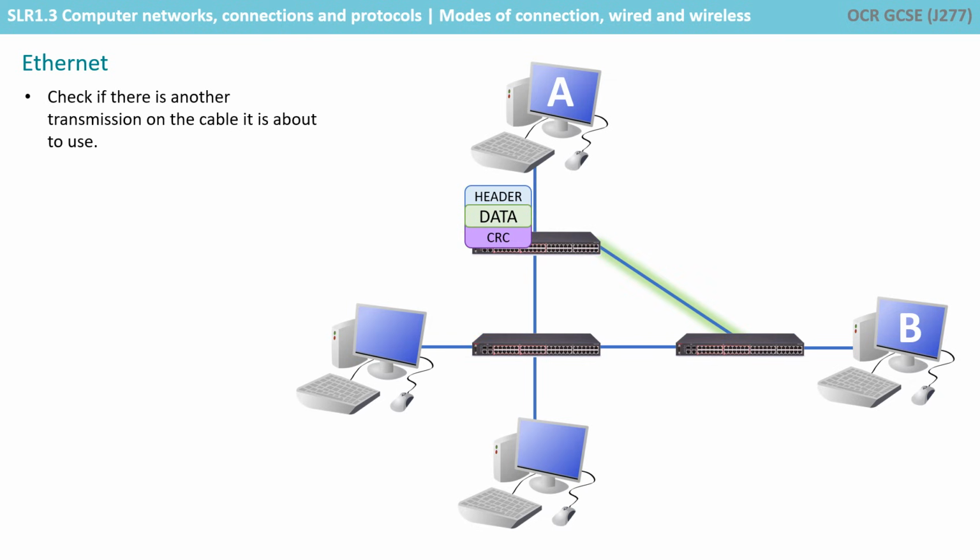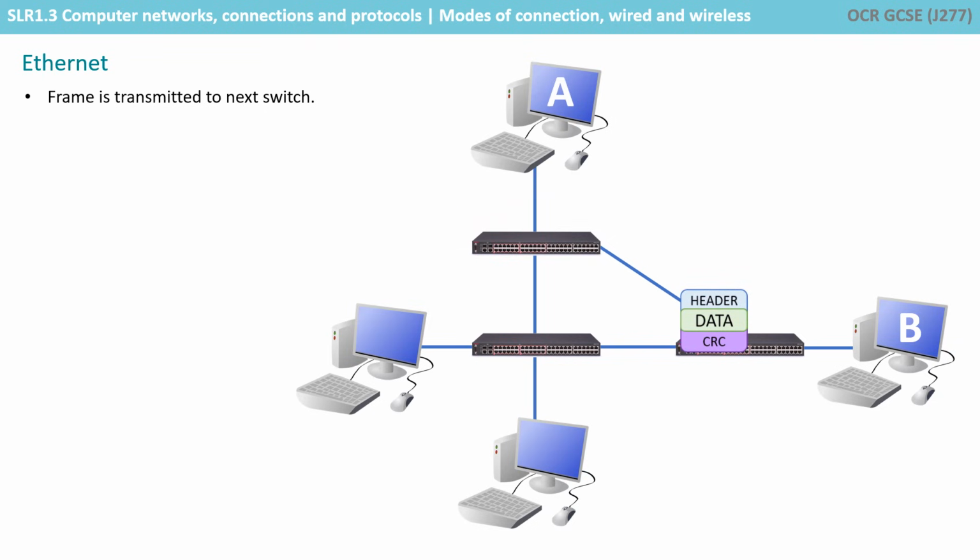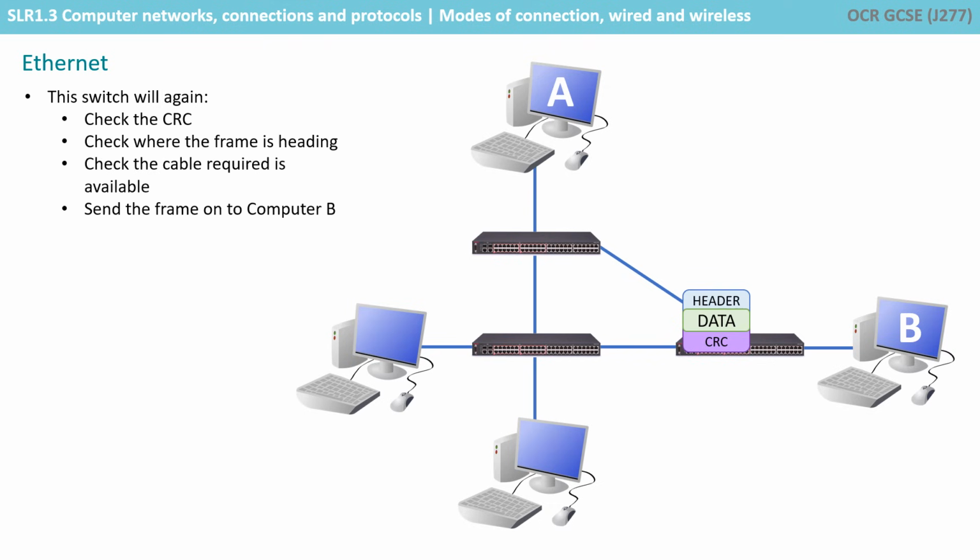Before transmitting, the switch is going to check there's no communication on the cable, and then it's going to send the frame down. And seeing that there isn't, it can transmit the frame to the next switch. The switch is going to have a look at the CRC, check that it's been transmitted correctly, and then examine the destination MAC address in the frame.